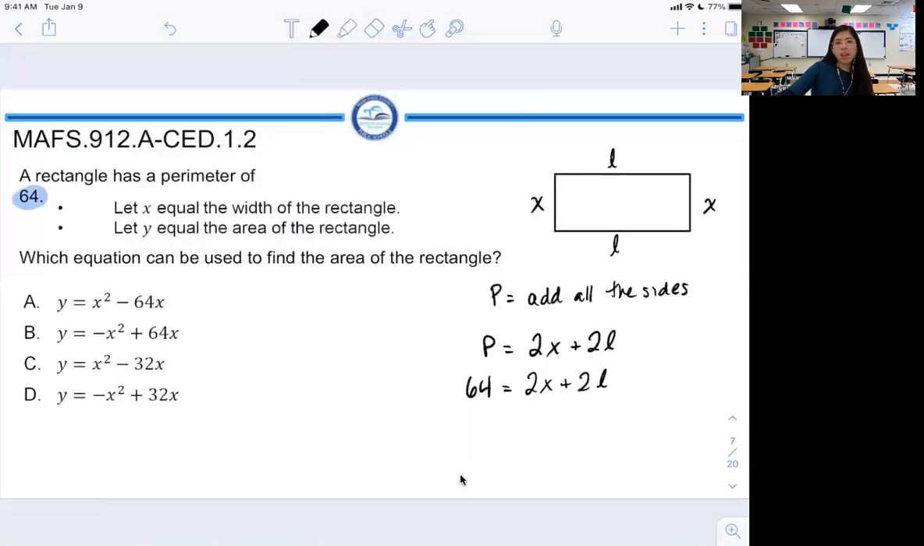All right. Then it also tells me that y is the area. Well, area is length times width, right?